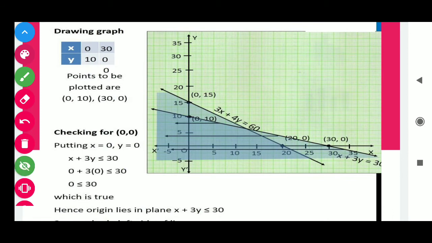Here we have graph paper, and here you can see 0, 10 point lies on the y-axis and 30, 0 lies on the x-axis. Now join these 2 points. In this way we make a line, second line. Now students, check for the shading. For this we put 0, 0 point in this inequality, and here we get 0 less than equals to 30, which is true. Hence, origin lies in the plane x plus 3y less than equals to 30.